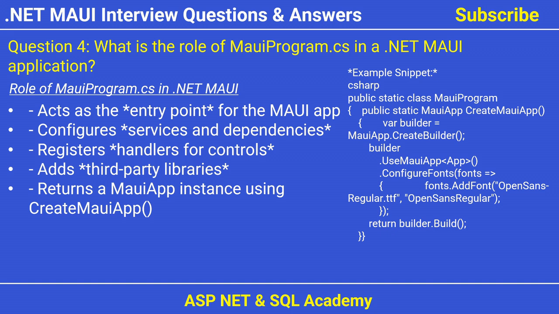If you are using services like HTTP clients, SQLite, or custom handlers, this is the place to register them. Once everything is configured, the Build method returns the final MauiApp instance that powers your application. In short, MauiProgram.cs is like the startup file of the app, making sure everything is wired up properly before your UI appears.